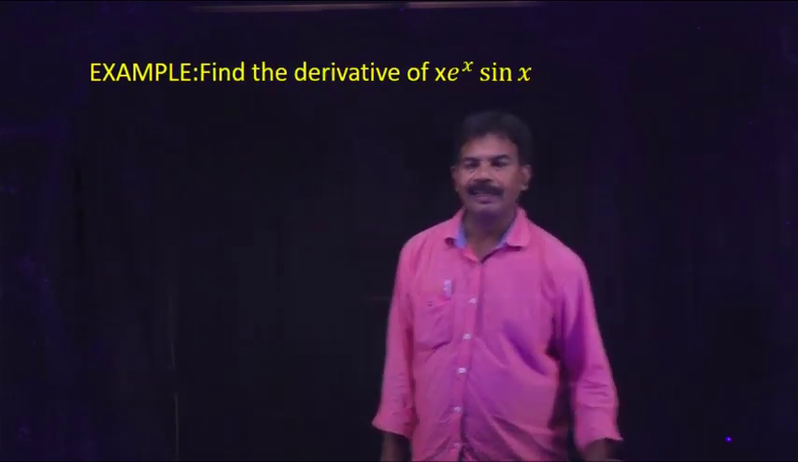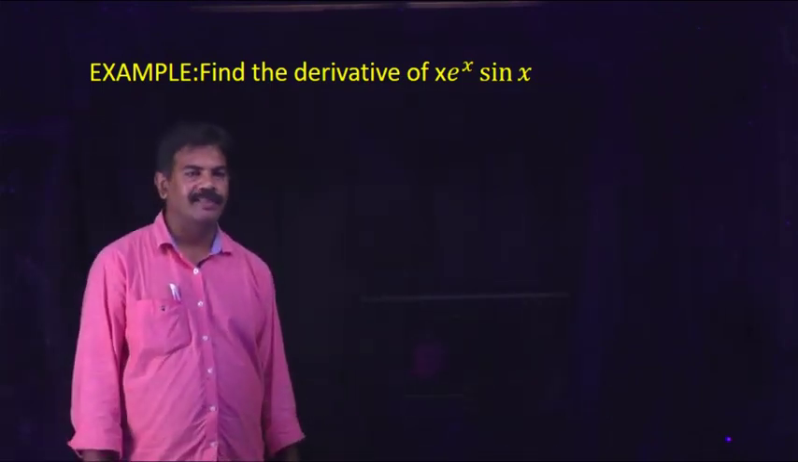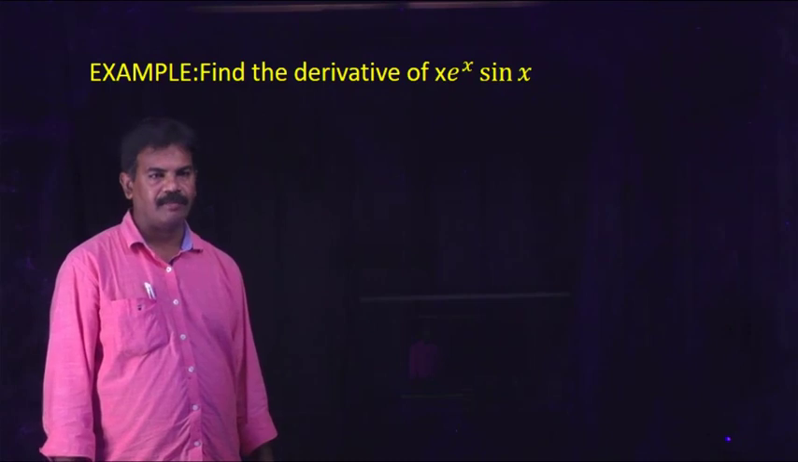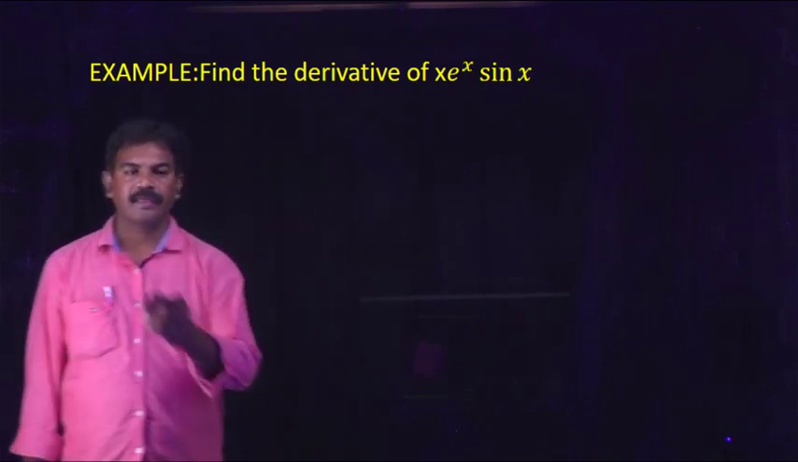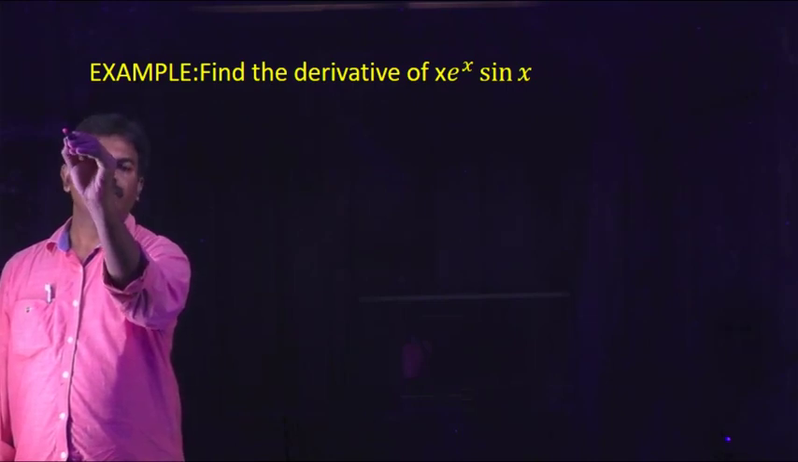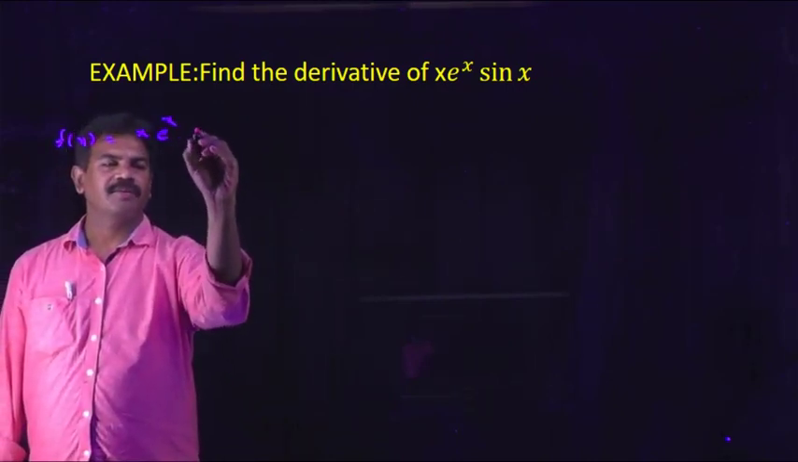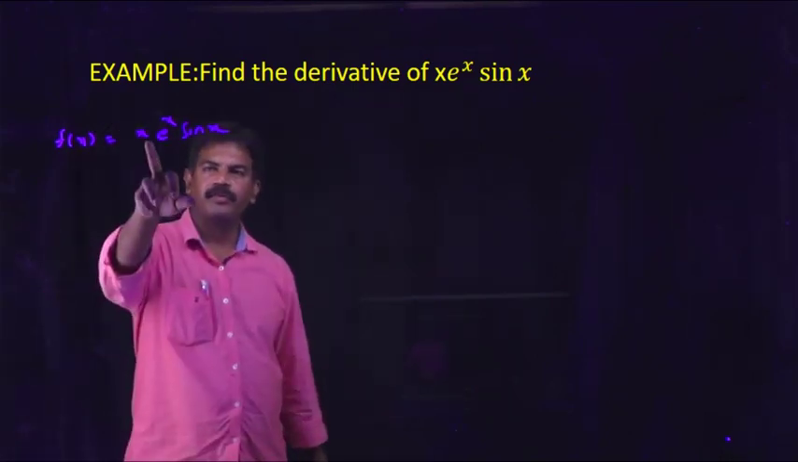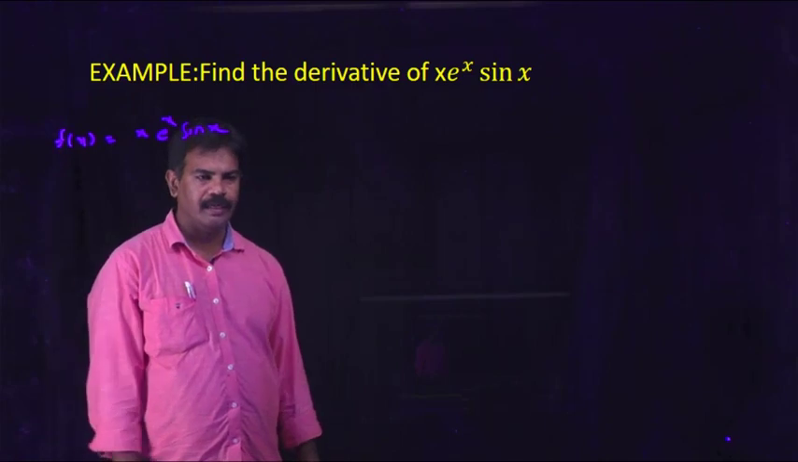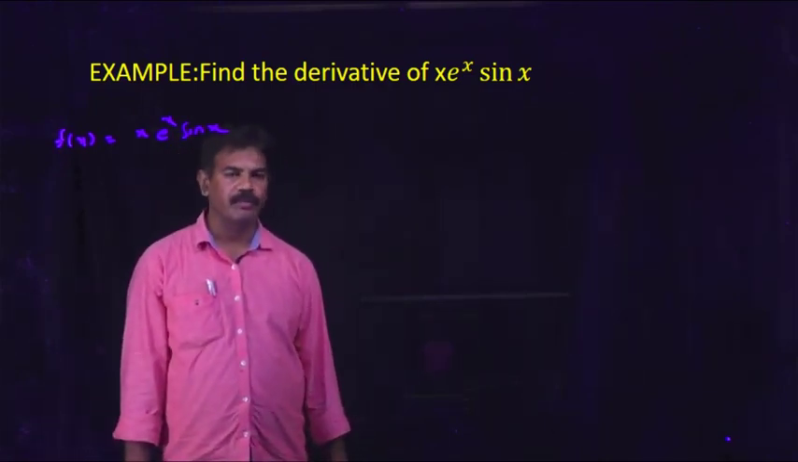Now see another example. Find the derivative of x into e power x into sin x. We take f(x) is equal to x into e power x into sin x. It is in the form of uvw. Already we know the formula for d by dx of uvw.